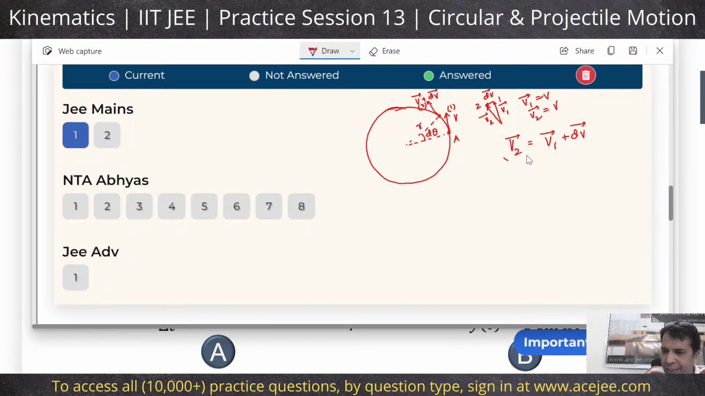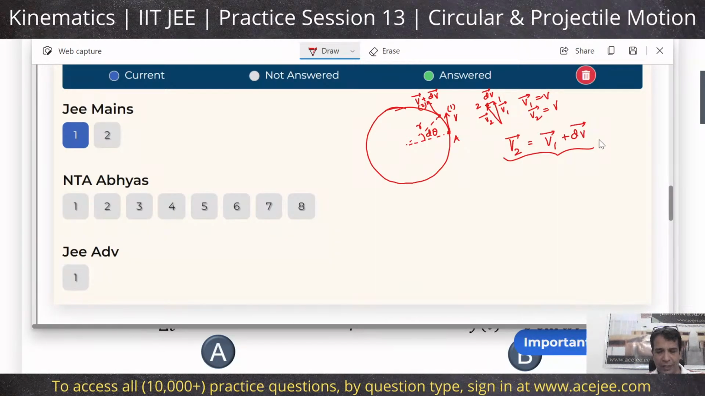The reason I'm writing all this is that since you are new, just convince yourself that I have not done anything magical here. It's simple vector algebra. Correct? So we have two vectors, v1 and v2. I want to find out how much is the change, how much is the dv. dv is v2 minus v1.